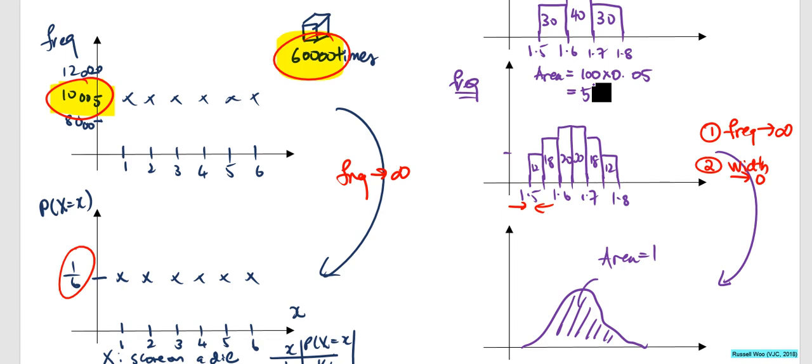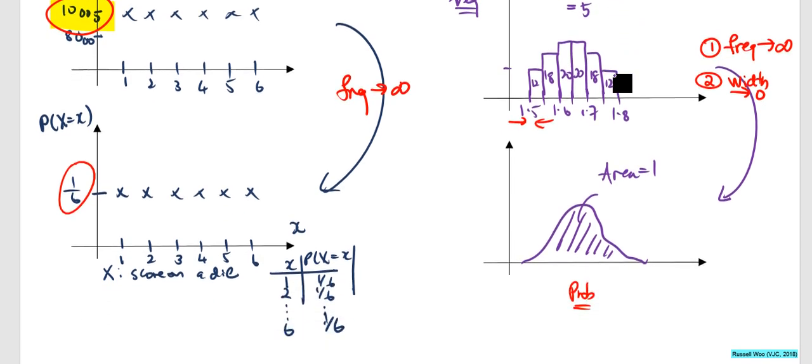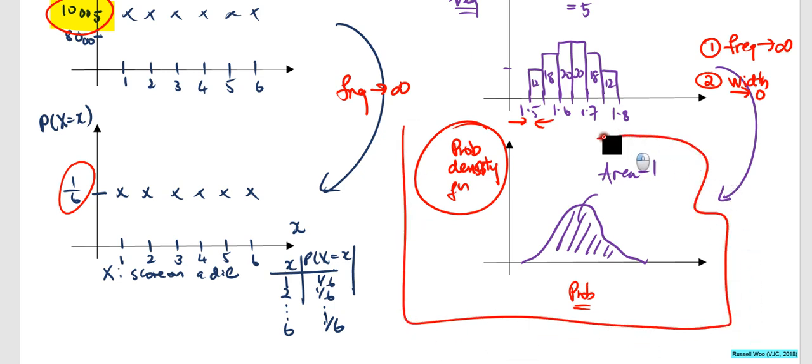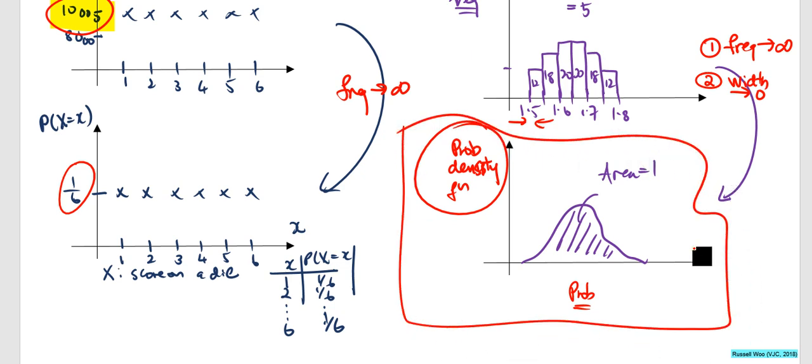When I do that, this is a special curve called the probability density function. This is how I describe a continuous random variable. I repeat one more time. For a continuous random variable, this is what? It's usually always a curve, such that the area under the curve must be equal to 1.